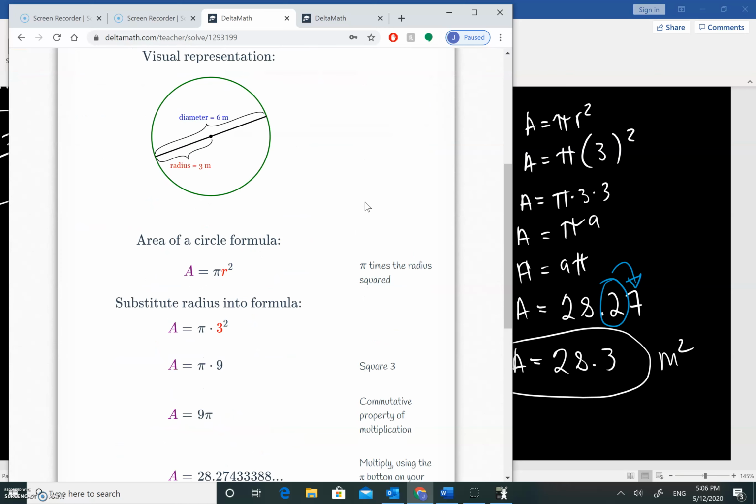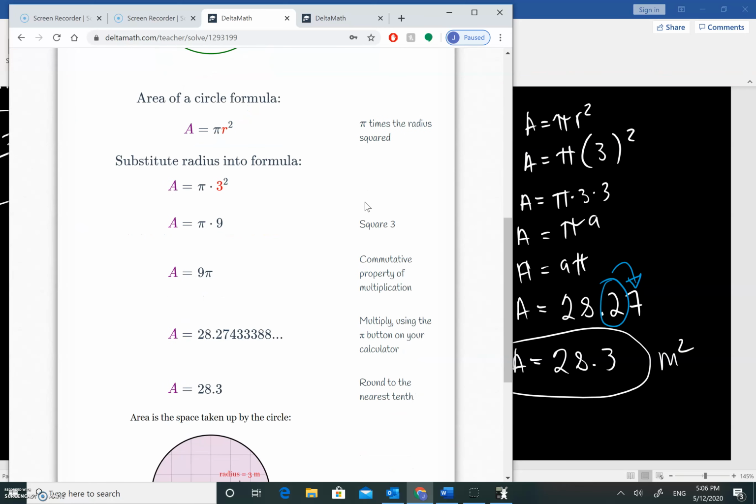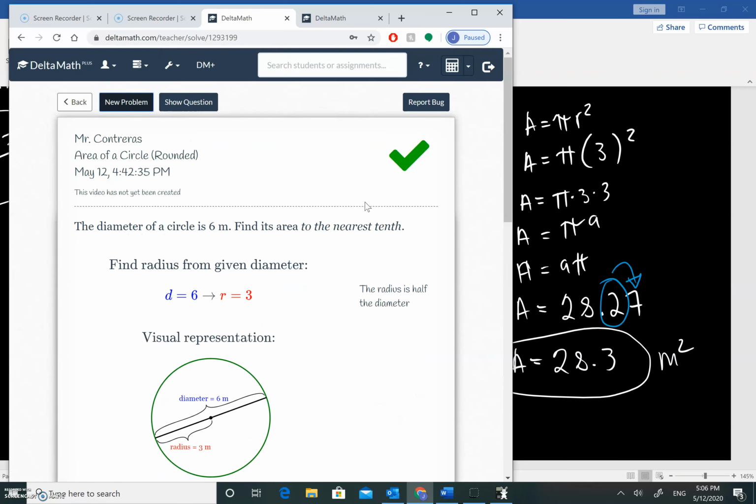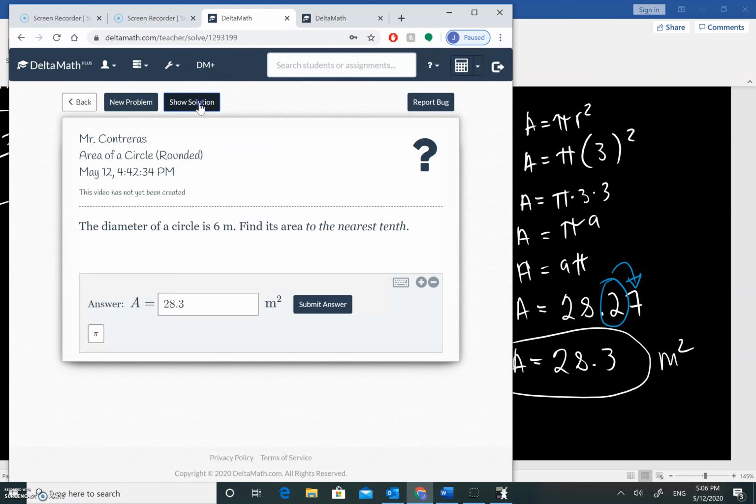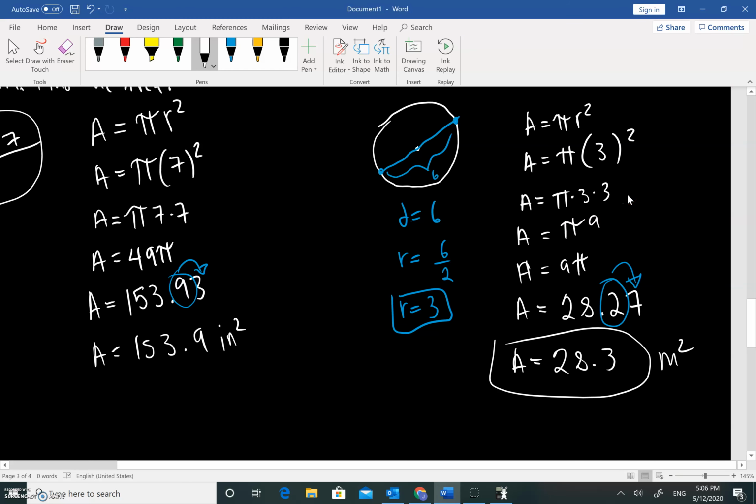And that will be it for today. One thing that I want to emphasize is that once you have your questions, you're always going to be able to go to the top right of your Delta Math, and if you need help, there should be a button that says show example.